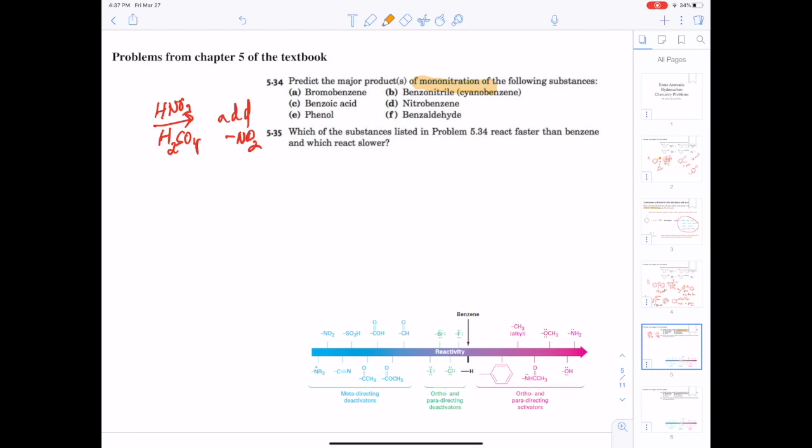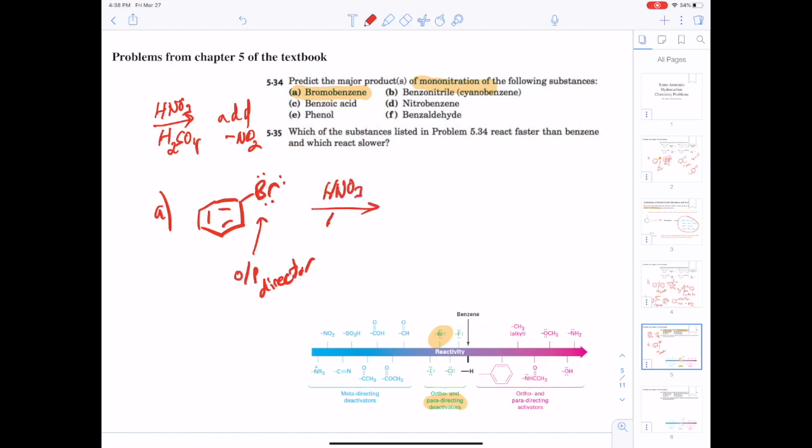Okay, so let's take a look at A. That is bromobenzene. And this is an ortho-para director. Despite being a deactivator, it is an ortho-para director because of the lone pairs on that atom. So we're going to do nitration. And this will go para. We'll also get ortho 2.